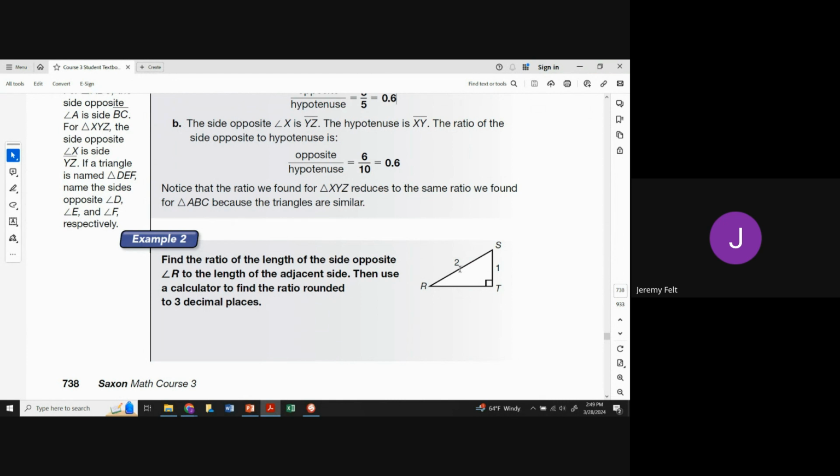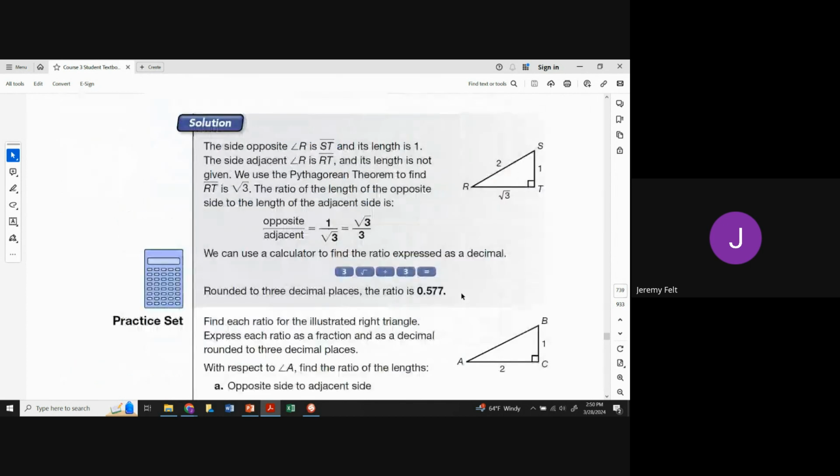That would be a squared plus 1 squared, which is 1, equals 2 squared, which is 4. Subtract 1 from both sides, we get 3. So the adjacent side is the square root of 3. Our ratio is 1 over the square root of 3, and if we divided that, it'd be an irrational number, so we would need to round it. In this case, it would round to 0.577.